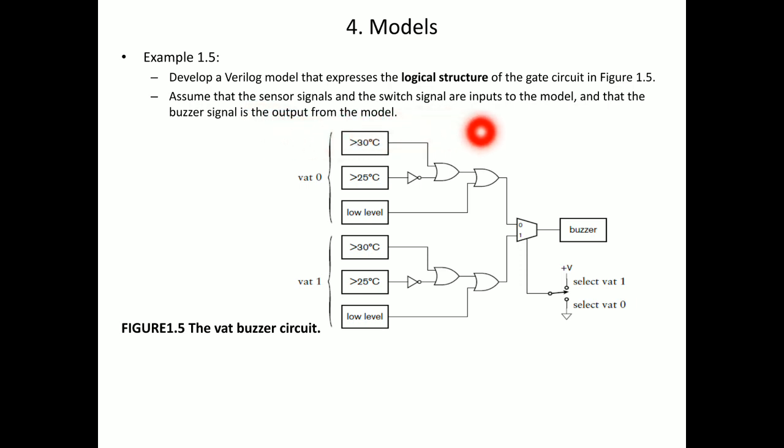and the switch signal are inputs to the model. These are the sensor signals, the sensor signal temperatures, and this is a switch signal. You can see switch, select 1, select 0 are inputs to the model, and the buzzer signal is the output from the model. Okay, buzzer is the output. We got the information from the example description that the sensor signals and switch signals are the inputs, and buzzer is the final output.